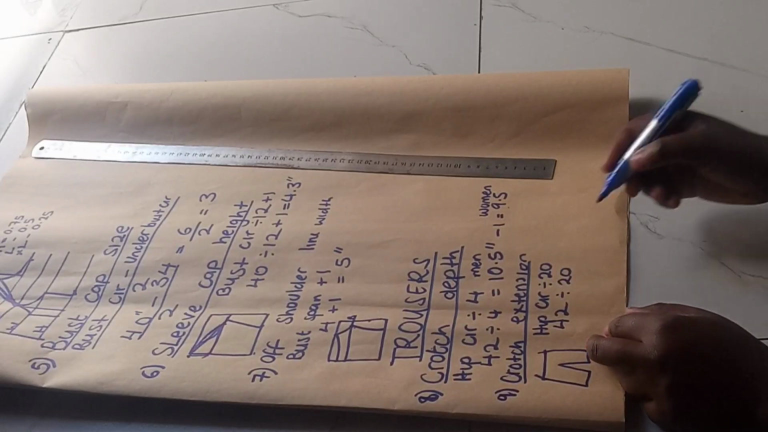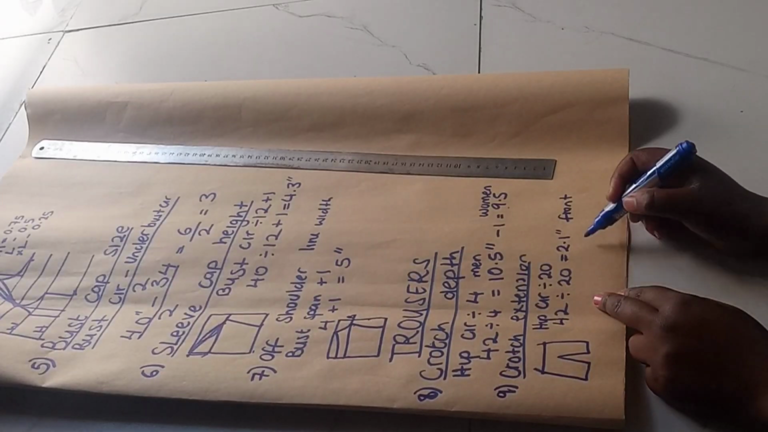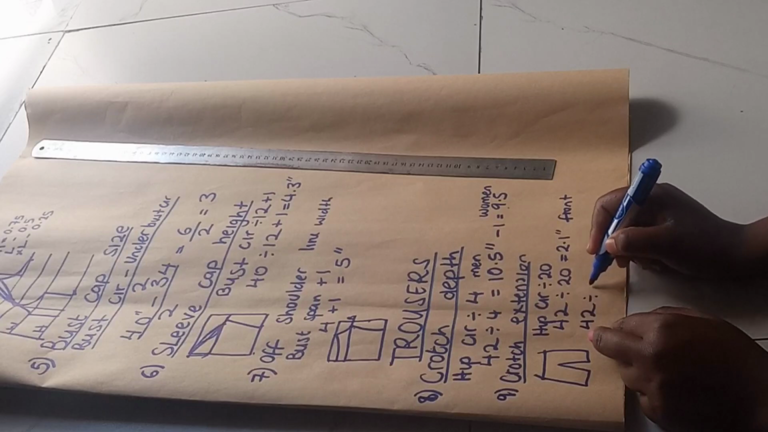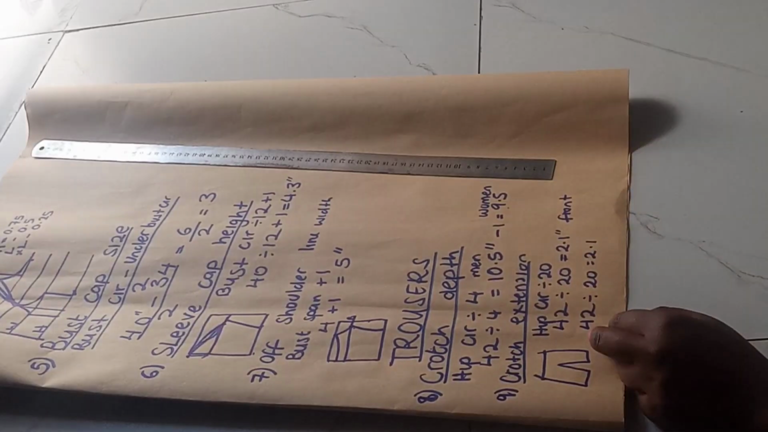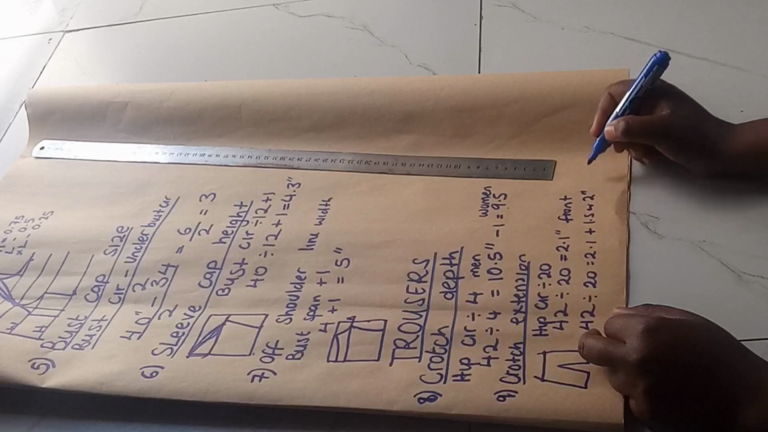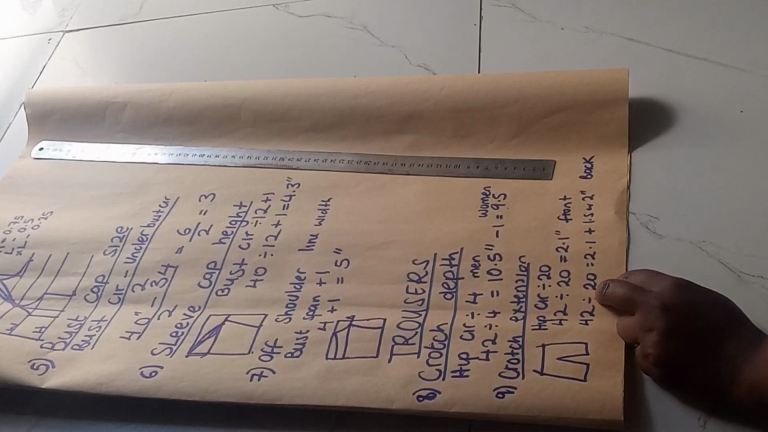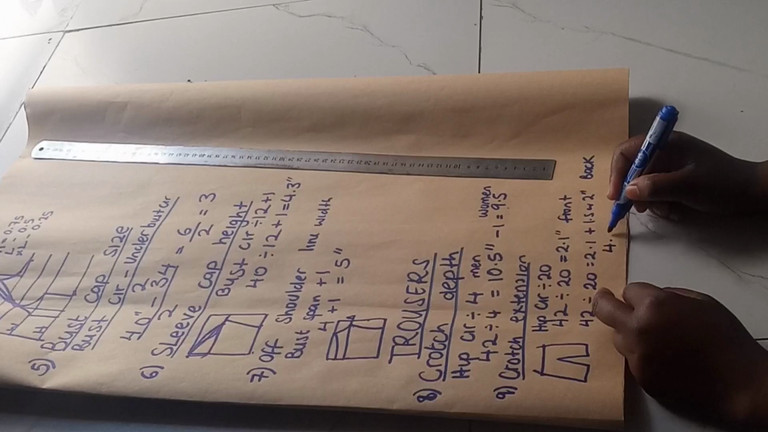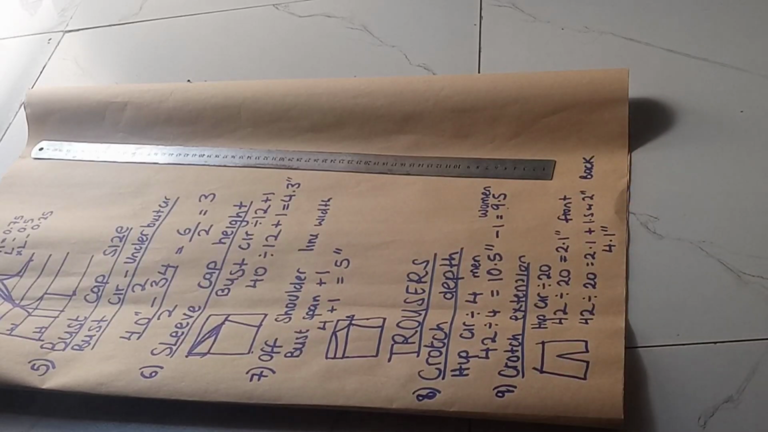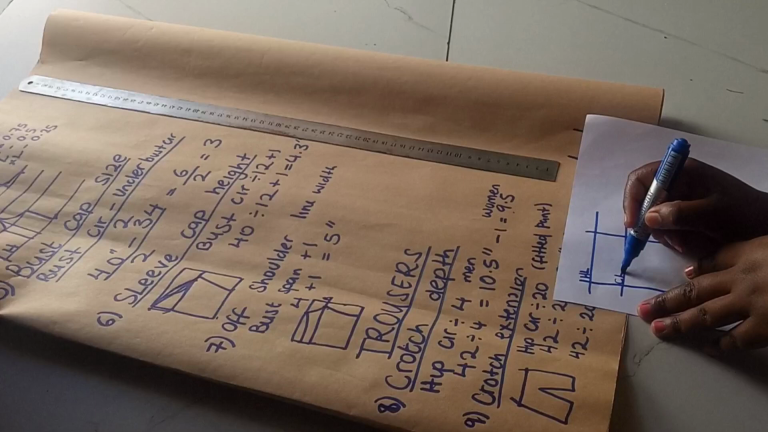So 42 divided by 20, this is for fitted trousers, which gives us 2.1 inches. Okay, this is for the front piece. Then for the back, 42 divided by 20, when you find the 2.1, you add to it 1.5 or 2 inches for the back piece, which makes a total of somewhere 4.1 inches for the back. Crotch will have a total of about 4.2 inches.